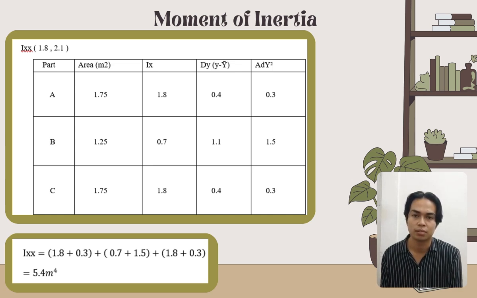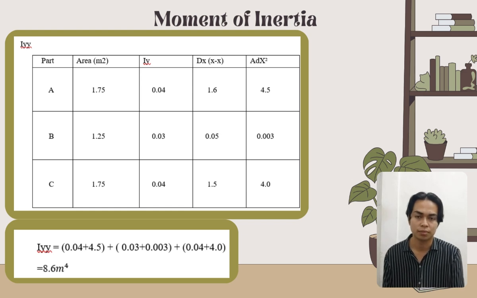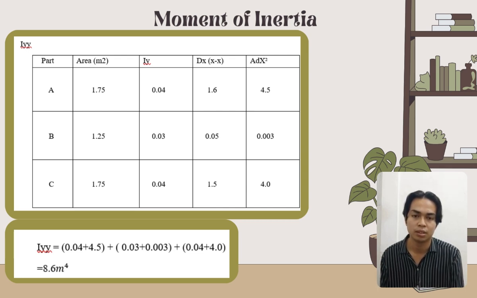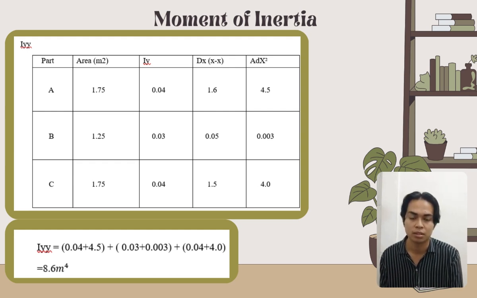The same thing goes for the y-axis, where the difference is that we have to calculate the Iy and the dx. After that, multiplying with area we get the A dx squared, and then we add it to the addition of the 3 results, so we get 8.6 meter to the power of 4.